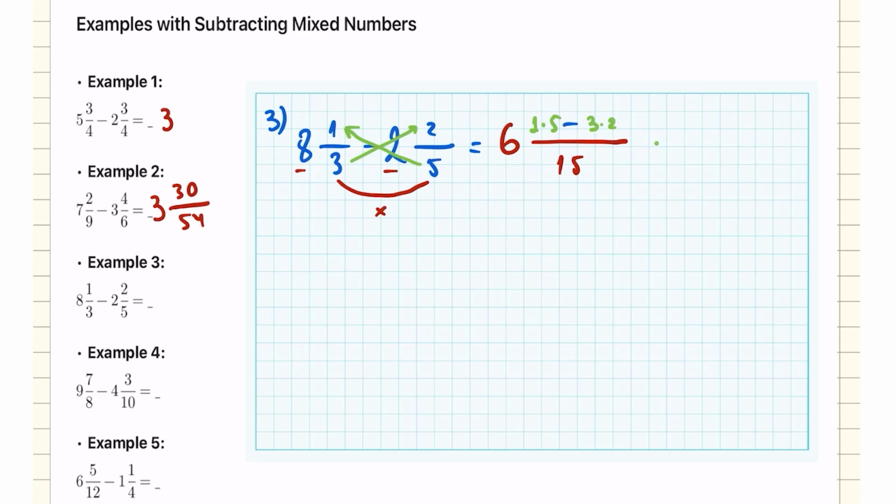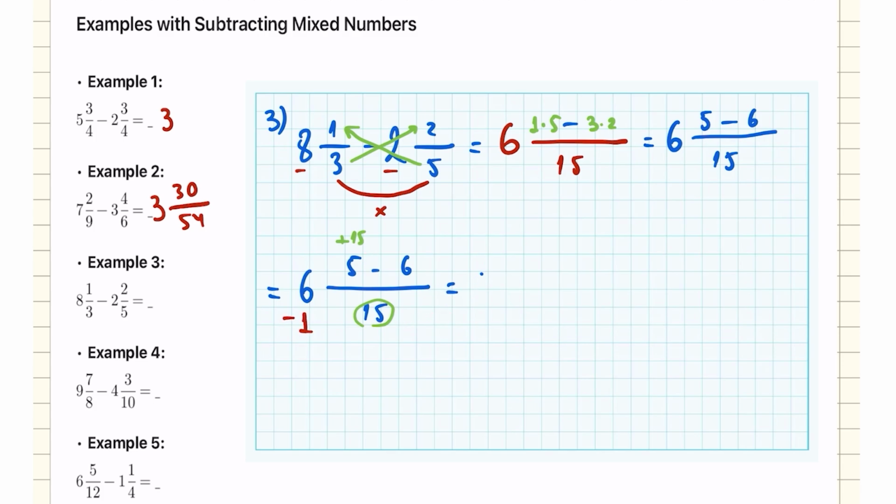In this case, we take 1 from the whole number, and then we add it to the first fraction, so we can actually subtract fractions. So we get 6, 5 minus 6 over 15, so we add 15 to 5, and then we take this 1 from the whole number. It will be 5 instead of 6, and we have 20 instead of 5, minus 6 over 15. Then we simplify, and it will be 14 over 15. So the final answer is 5 and 14 over 15.